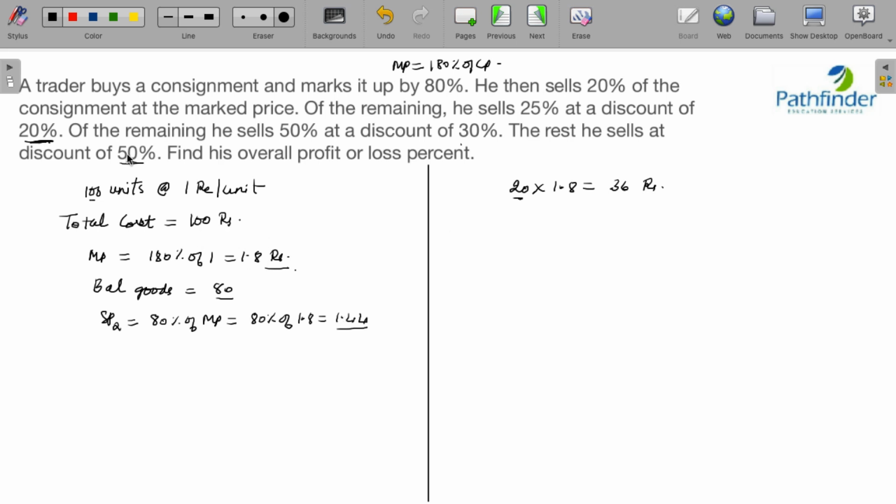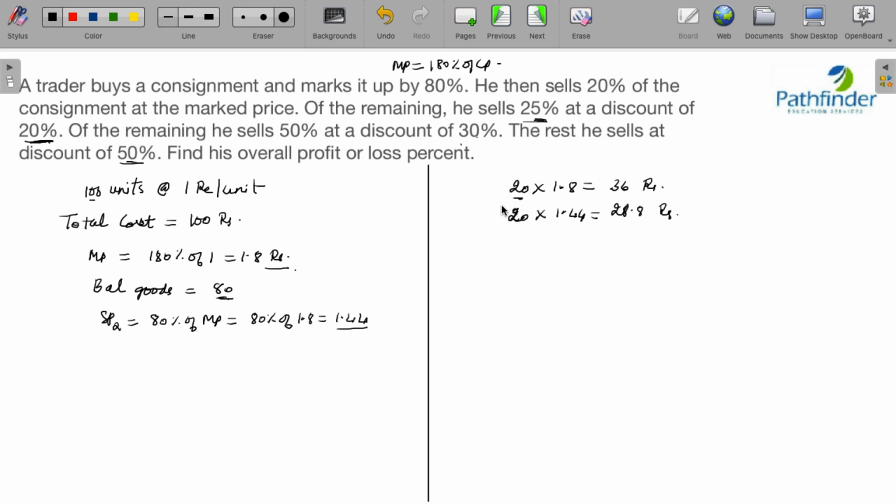So he sells 25% of the balance. What is 25% of the balance? 25% of 80 is 20 goods, 20 items. He sells at 1.44 rupees. That would give him 20 into 1.44, which is 28.8 rupees.